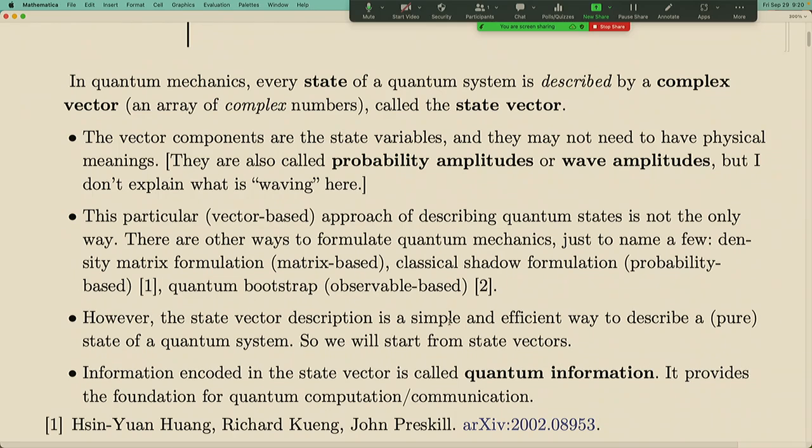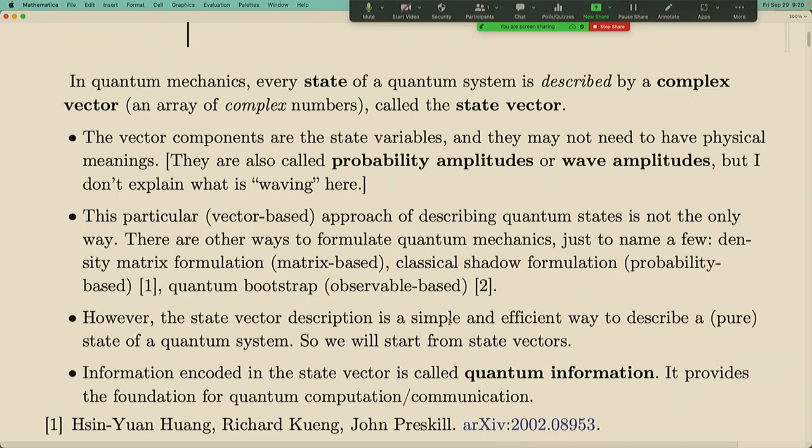So we will stick to that. And then the information that has been encoded in the state vectors is called quantum information. And then it is the foundation for us to do quantum computation and quantum communication and quantum information processing. It's all based on the fact that a quantum state is described by a vector.